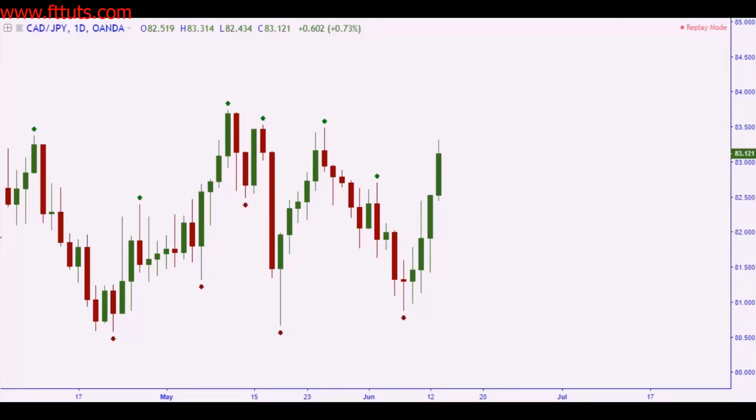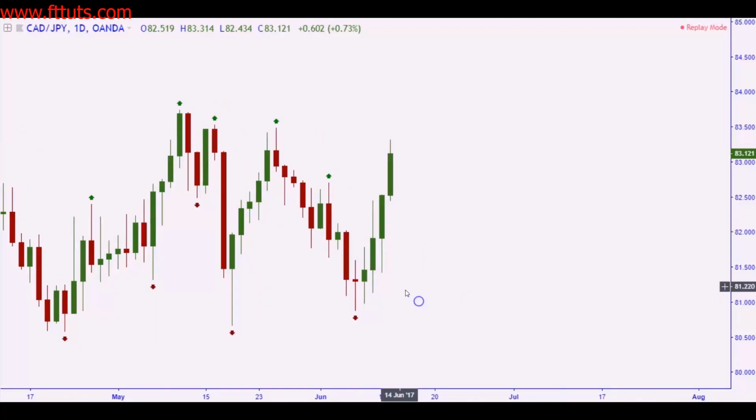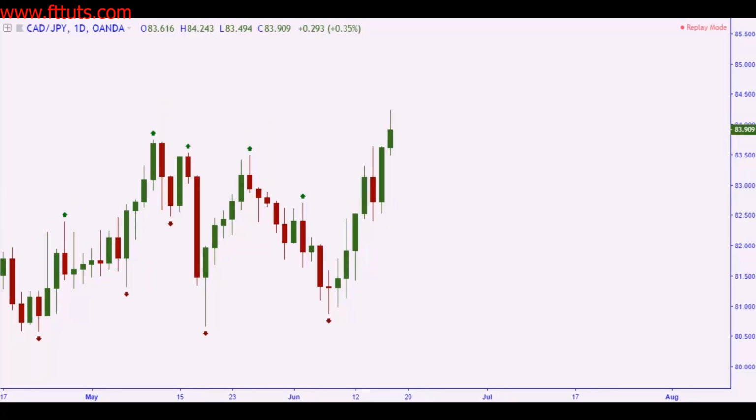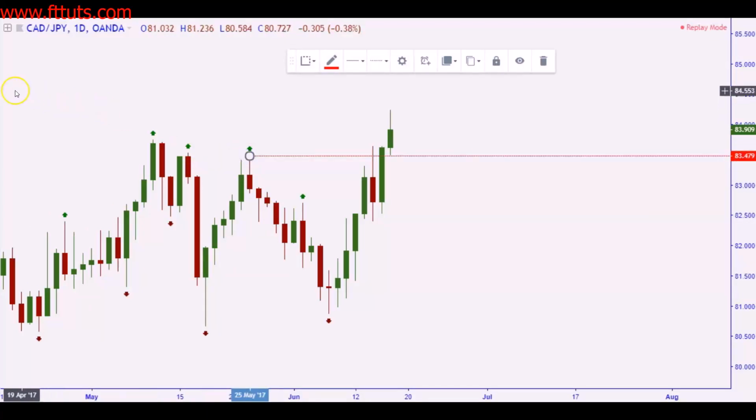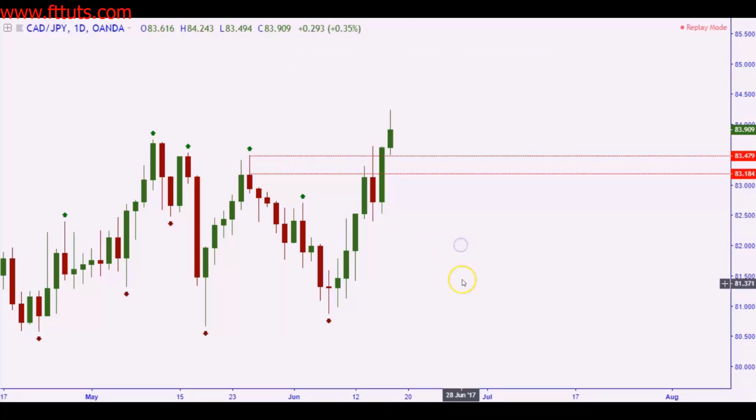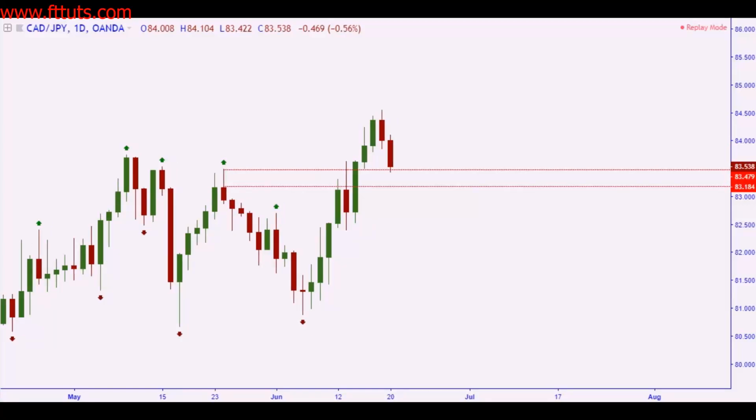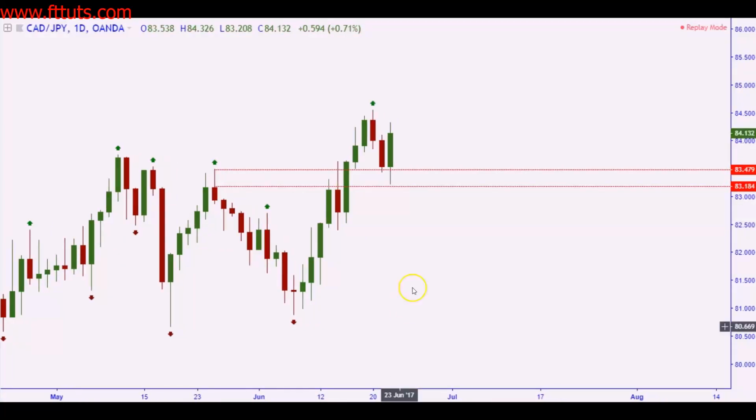We made a new fractal low, and then we're attacking this level. And then we violated that level. Put your alert on there and then draw your zone, and then watch to see what the market does when it comes back. Right on there, it bounced and gave you a bullish engulfing.